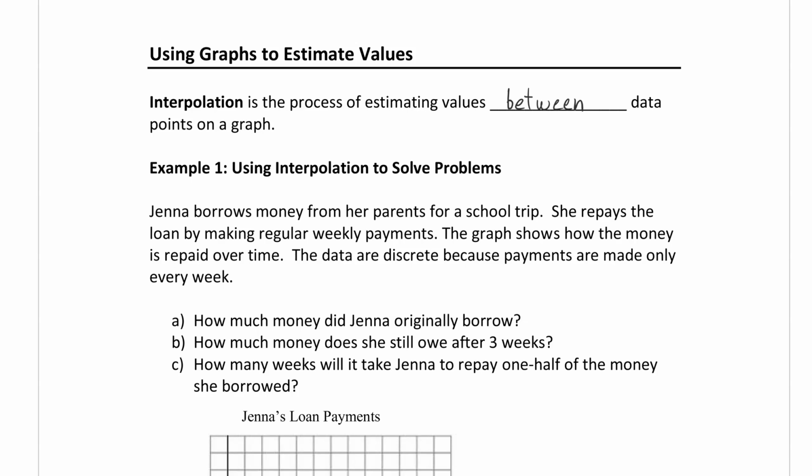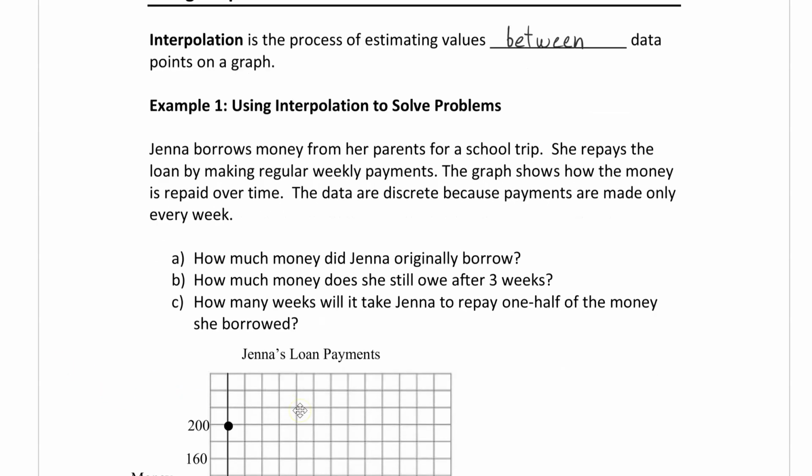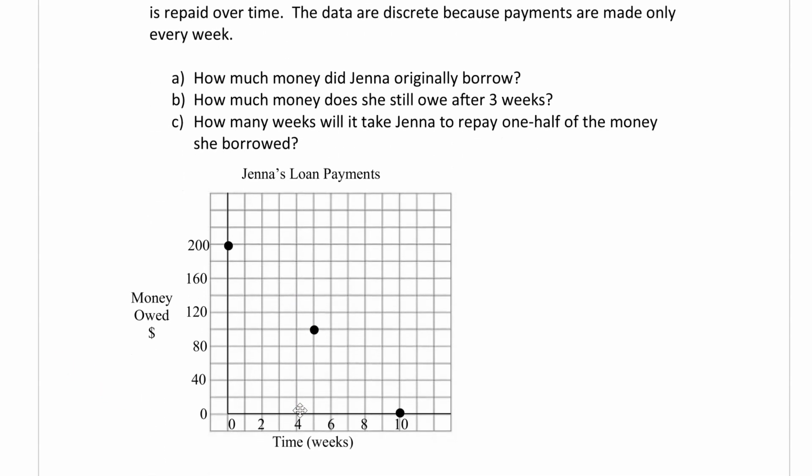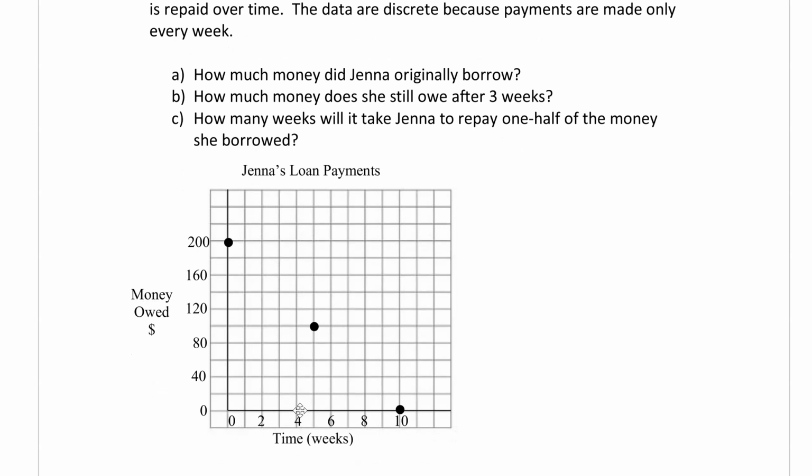So that just means they've only plotted the points that have been paid every week. So not in between. She doesn't pay partially between, just every week. So that's why it's called discrete. Now the thing we want to look for first is how much money did Jenna originally borrow?